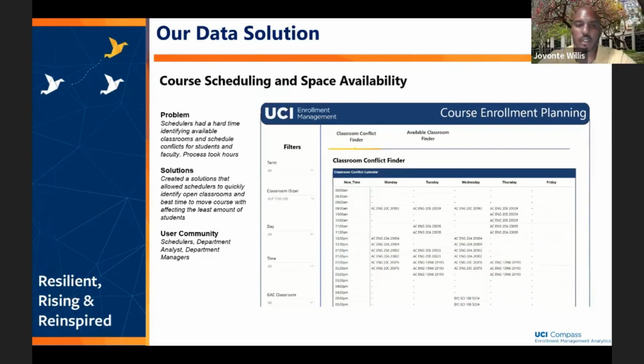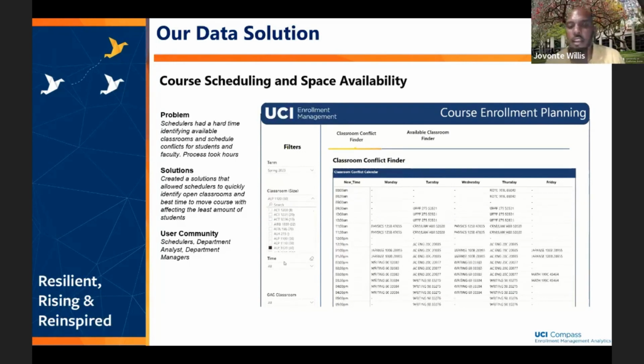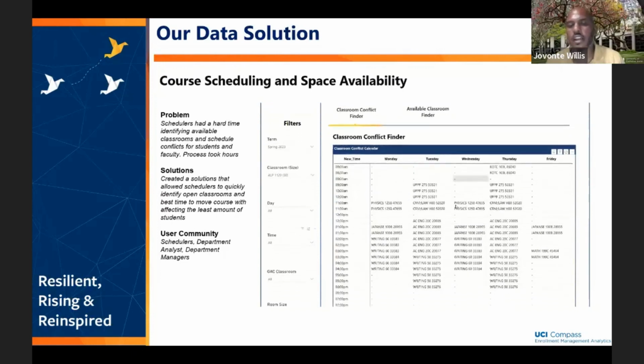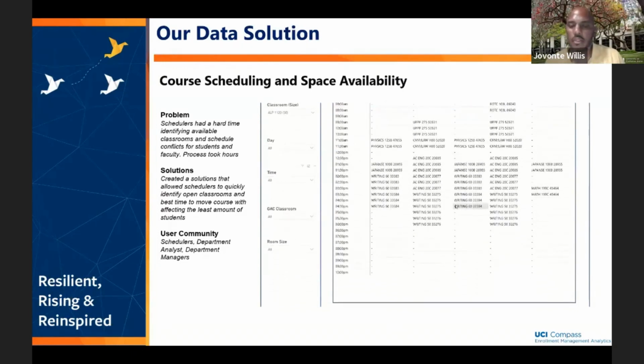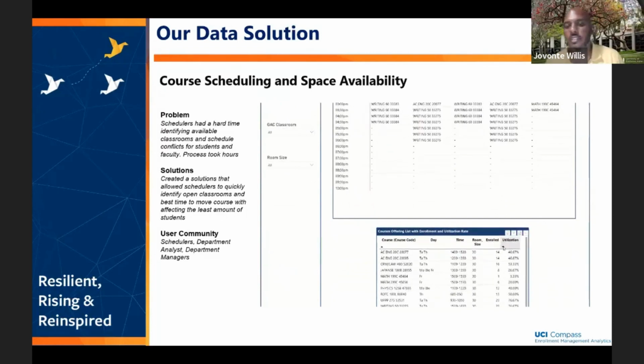And one of the final things we'll show is our course scheduling, space availability. So there was a problem on our campus where people really needed to move courses and were not able to quickly identify a building that was available to teach that course during a certain time. So right now, what they would have to do is go to 2 different systems and compare data from 2 different systems. They can look it up in the registrar, they can look it up in R25 to see which classroom was available during a certain time.